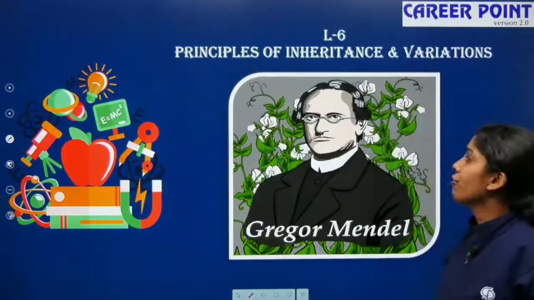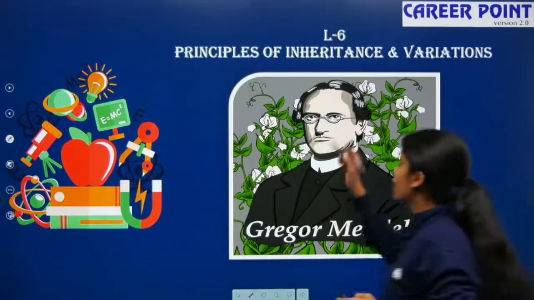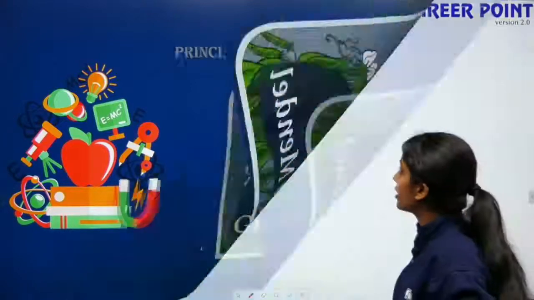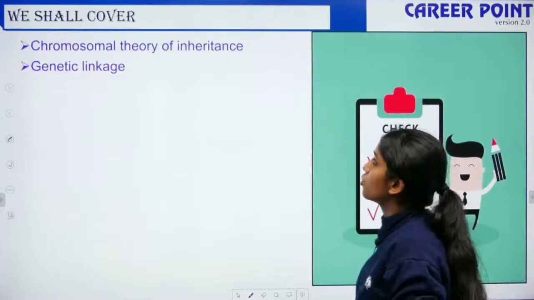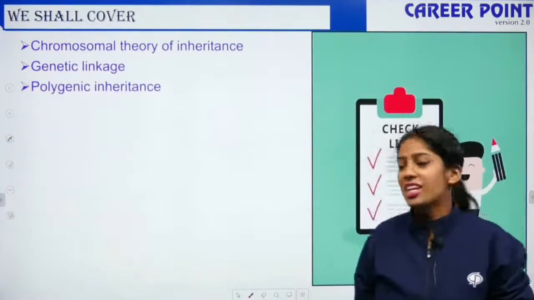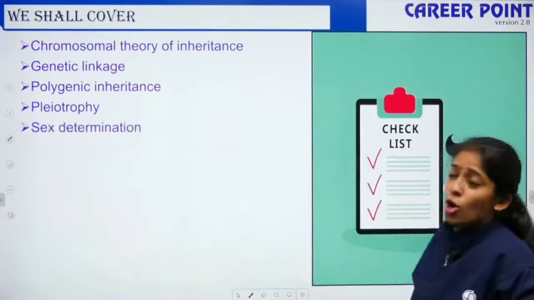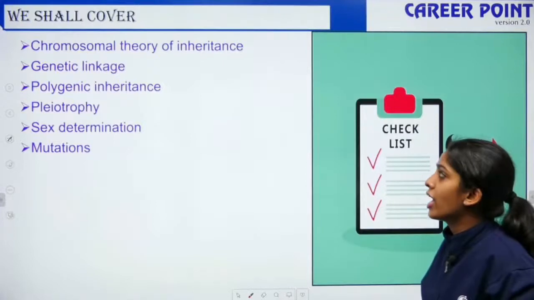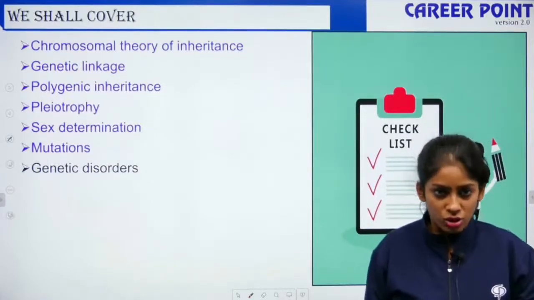Moving further, this is lecture 7, principles of inheritance and variation. What are the topics that we are going to discuss? We have already discussed chromosomal theory of inheritance, genetic linkage, polygenic inheritance, what is pleiotropy, what is sex determination, and what are mutations. These things we have already discussed. Today we move into what is genetic disorder.